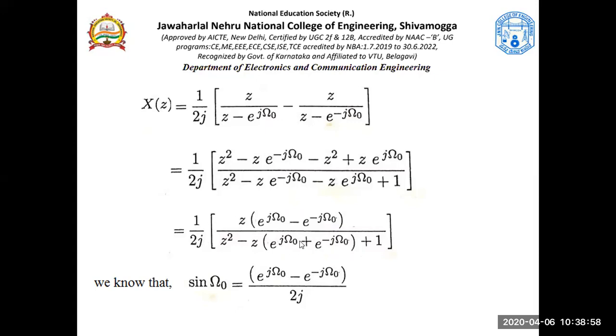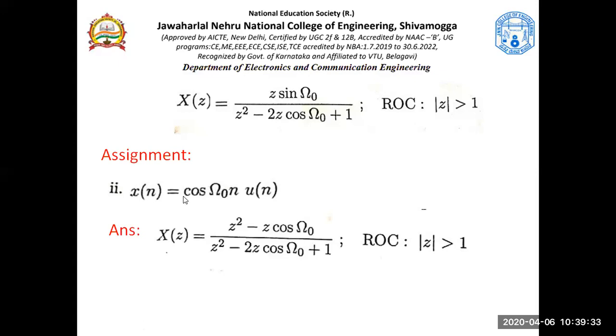How can we express this? e power j omega naught plus e power minus j omega naught divided by 2 would be cos omega naught. So only this part is there, and this part can be written as 2 cos omega naught. So that is what is done here. This is X(z), and this is the region of convergence that we found a few steps back.